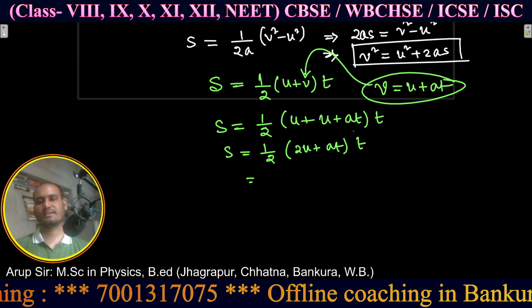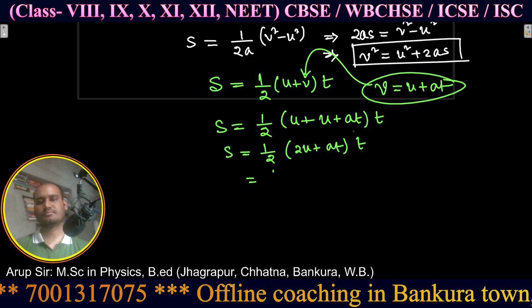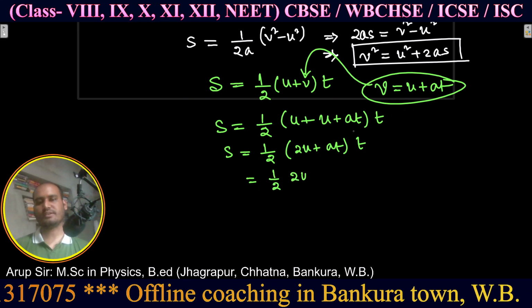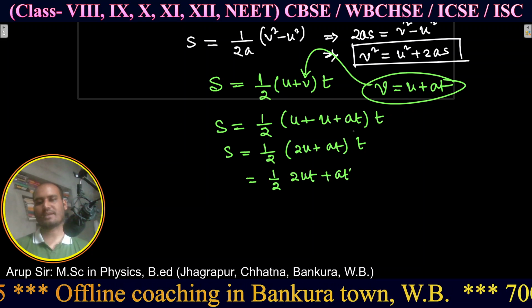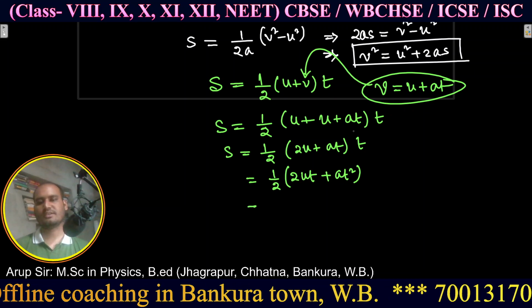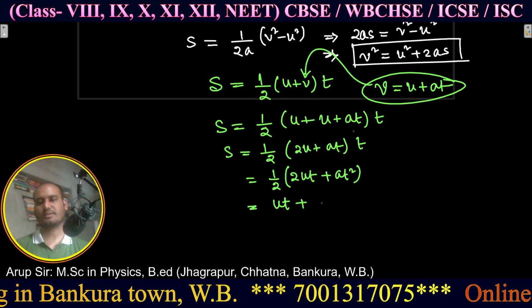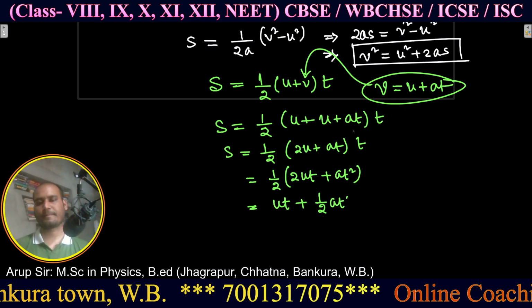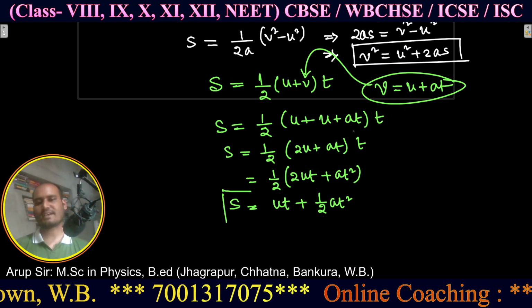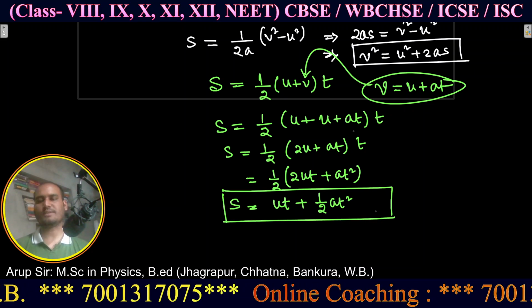Again multiply, half into 2ut plus at square. I am multiplying at first with t, then half multiplied with half, so it will be ut plus half at square. So displacement S, I am getting S equals to ut plus half at square.